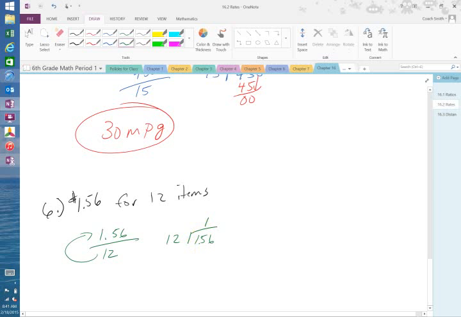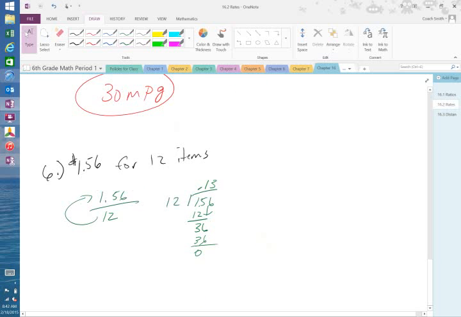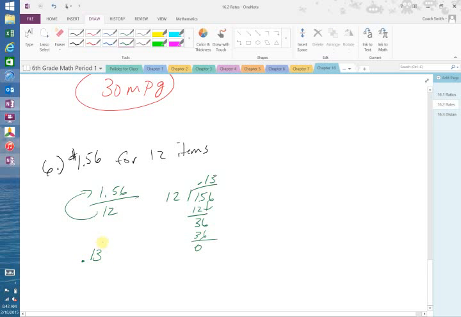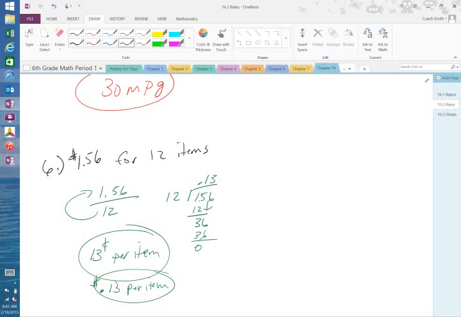12 goes into 15 once, be 12, remainder 3, bring down my 6. 12 into 36 goes 3 times, be 36, remainder 0. There's my decimal. So I paid 13 cents, I guess we need it out the decimal, per item. You could also write it as 0.13 with a dollar sign out in front per item. Either one would be acceptable. Isaac? Yeah, all unit rate is you're dividing the number of whatever you have into the total, is basically it.